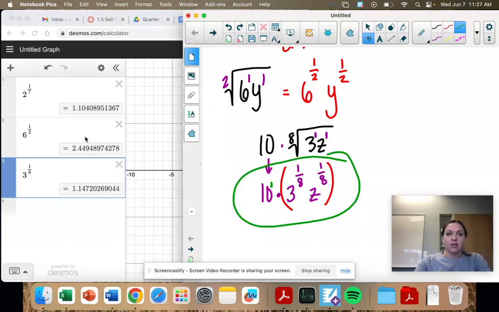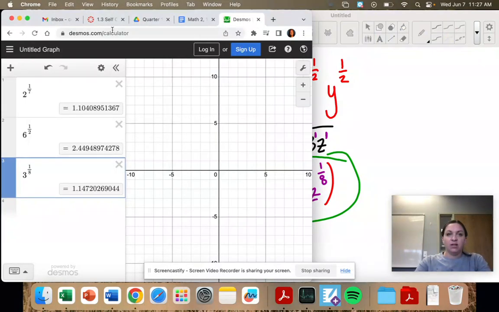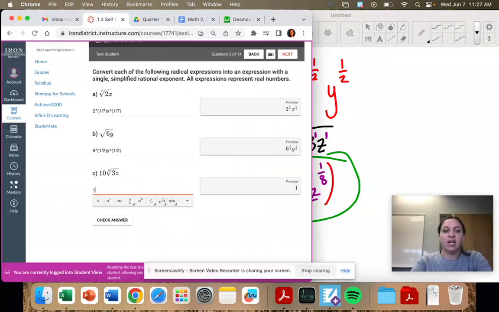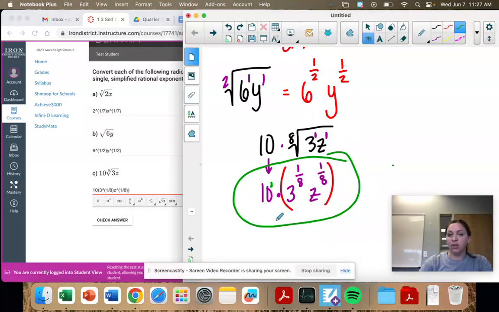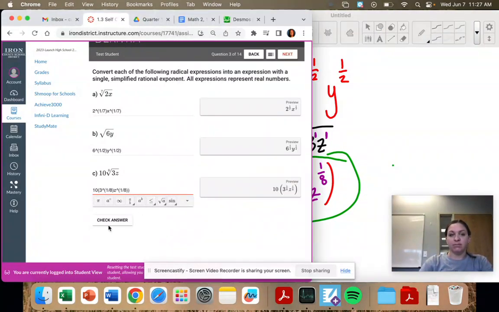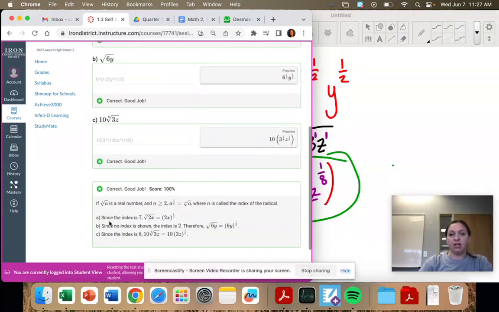And let's type that in just like that. So we have 10, and then I have to remember to include parentheses because that 10 is being multiplied to both the 3 and the z. So 10 times 3 to the 1/8, and then z to the 1/8, and there's going to be double parentheses. So remember, your preview needs to look exactly like whatever you wrote. And everything works out.